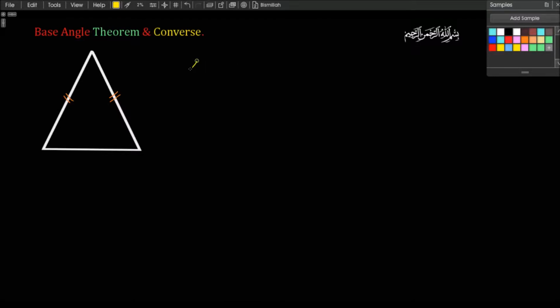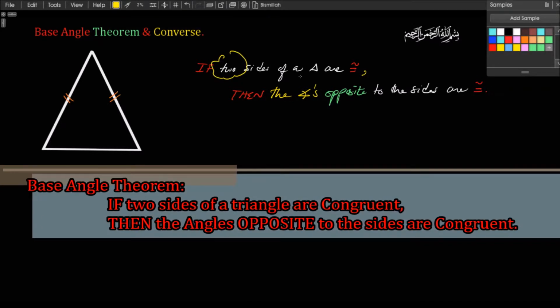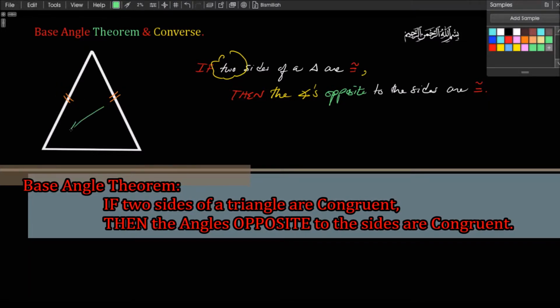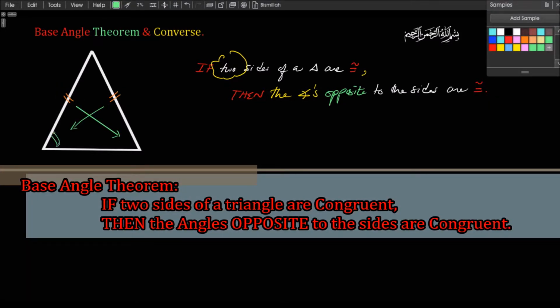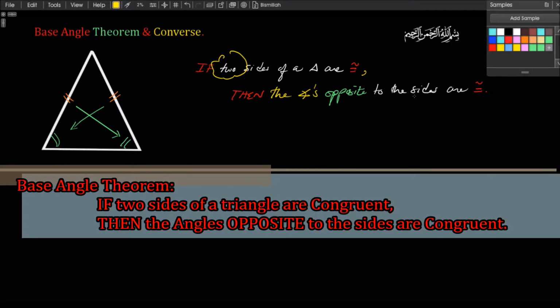So I'm going to write the theorem first, and I'm going to write it as a conditional statement, as we like to do. So, the base angle theorem states, if two sides of a triangle are congruent, then the angles opposite to the sides are congruent. Again, if two sides of a triangle are congruent, in this case like we've drawn over here, then the angles that are opposite to them, like this, are congruent.